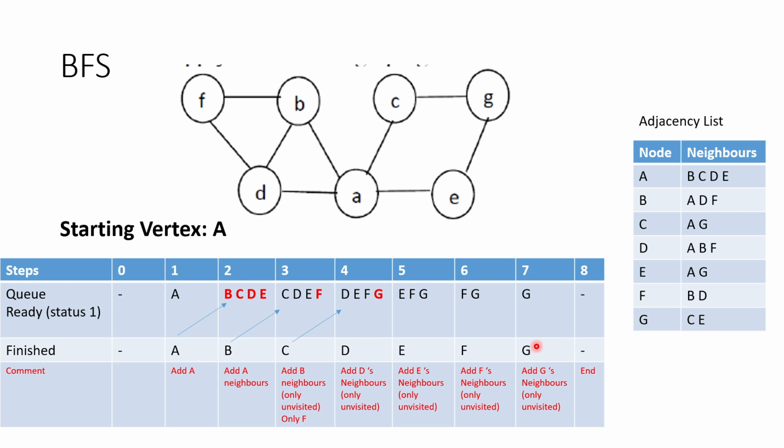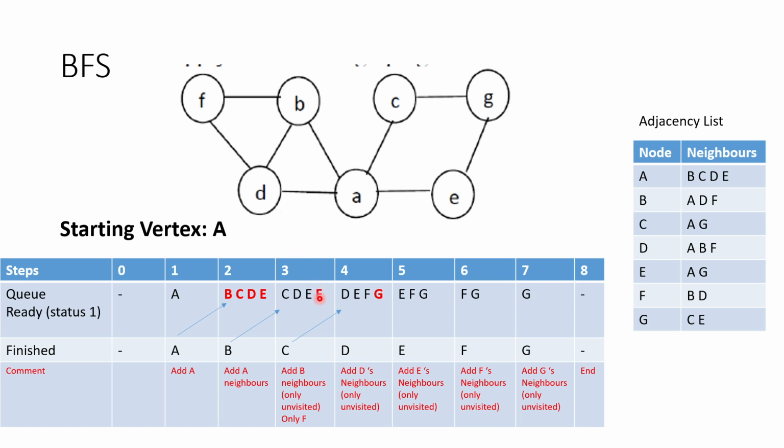As I told, from A you can reach B, C, D, and E directly. But how about F and G? F and G are not directly reachable from A. But how can we reach F?